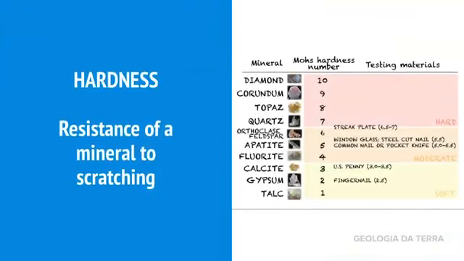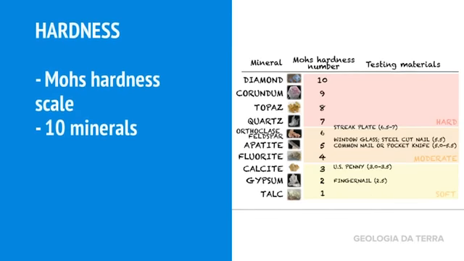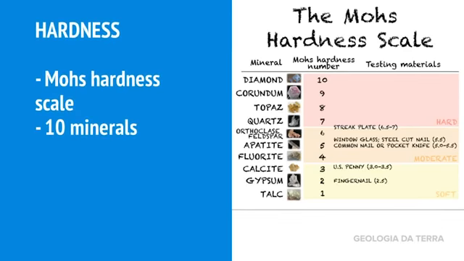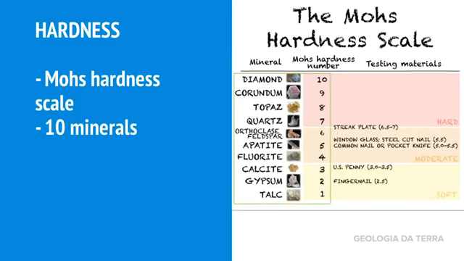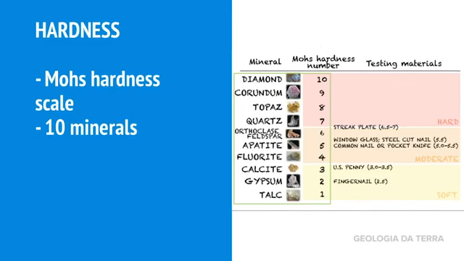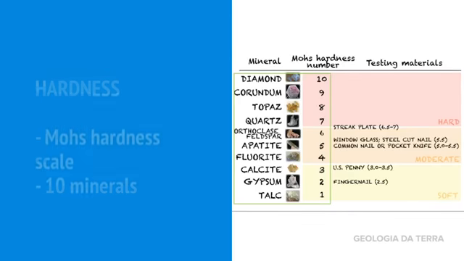Hardness is a measure of how easily a mineral can scratch or be scratched by other materials. To test for that, we use a scale known as the Mohs hardness scale and materials that have a known hardness number. The Mohs scale is a relative scale. 10 common minerals are given numbers ranging from 1 to 10 based on their hardness. From hardest to softest, the minerals are diamond, corundum, topaz, quartz, orthoclase, apatite, fluorite, calcite, gypsum, and talc.